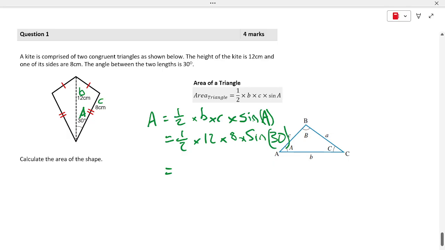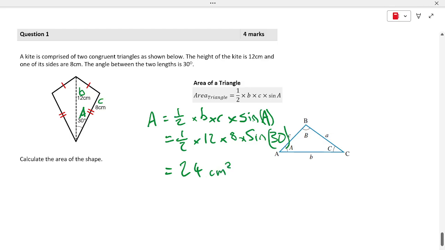And then we grab our calculator and just type it in as is. Half times 12 times 8 times sine 30 equals 24. And our units are going to be centimeters, but because we're talking about area, it's going to be centimeters squared.